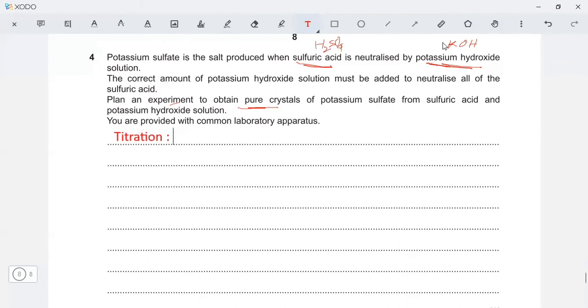So in the titration, how do we do it? Basically, we prepare 25 centimeter cube of sulfuric acid, right? We prepare, first point, you can write it. Prepare how much? 25 cm cube of sulfuric acid, H2SO4. Okay. Where you have to take it? You have to take it in a conical flask.